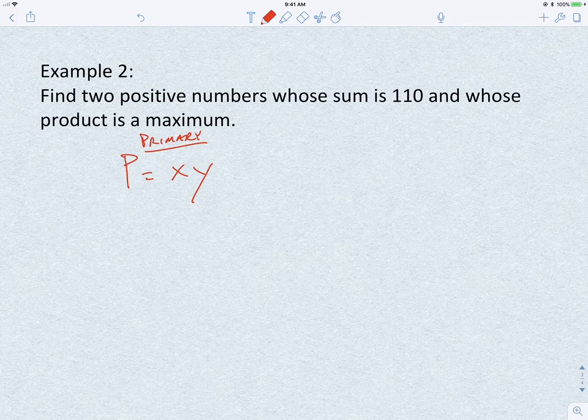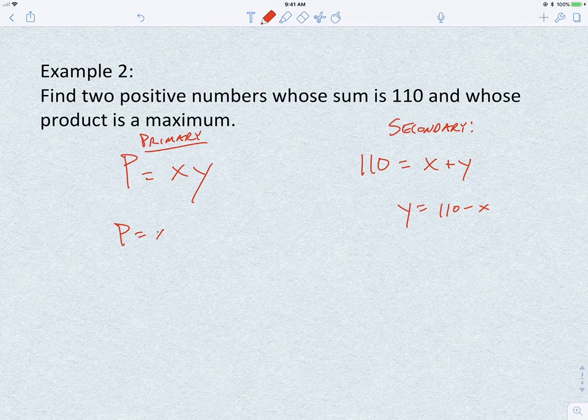So that's our primary equation. Since there are two variables here, two independent variables, I'm going to need a secondary equation also for the constraint. It says the sum of these two numbers is 110. So if I solve my secondary equation for one of the variables, I can substitute it into my primary, so now my primary is all one variable.